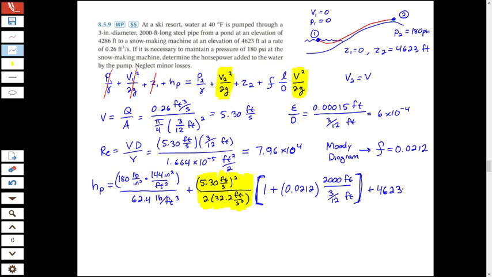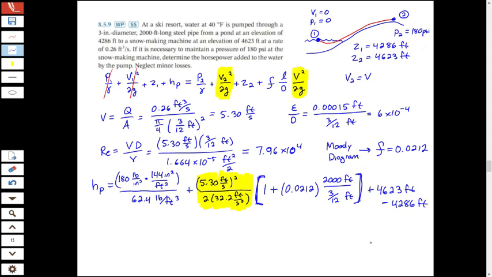4,623. You know what? I misread the problem. I verbally said it. So let me make some adjustments here. I made a mistake here. Z1 is not 0. I apologize for this. So let me change this up. I completely misread the problem. But we can make our adjustment here. All right, so 4,623 feet minus 4,286 feet. There we go. So that's the adjustment calculation there.